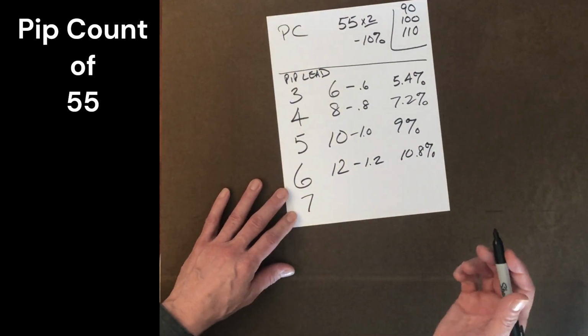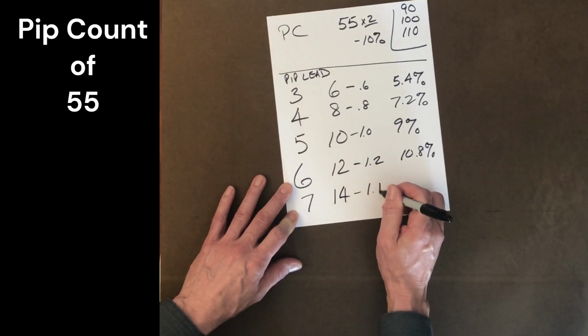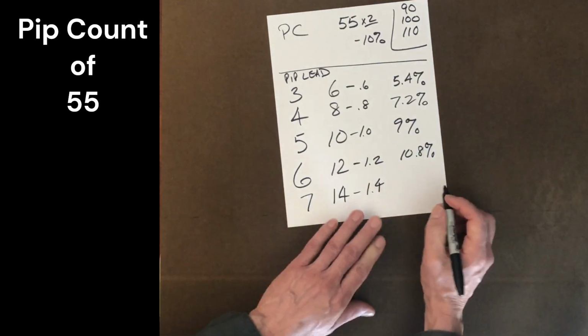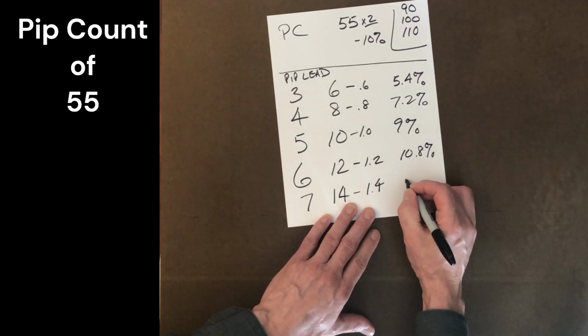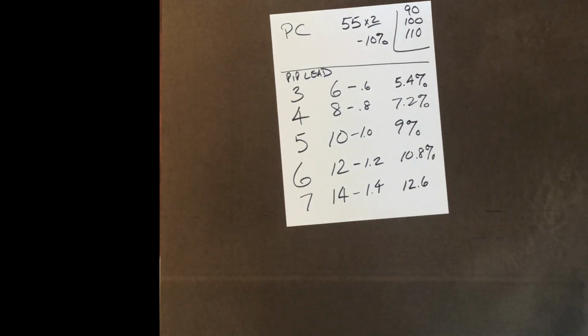Pip lead of 7. We're going to double it, and we're going to subtract 10%, brings us to 12.6%. Super easy.